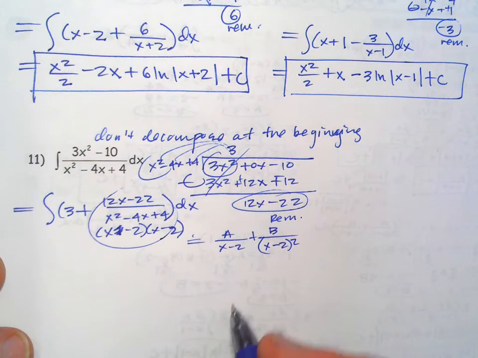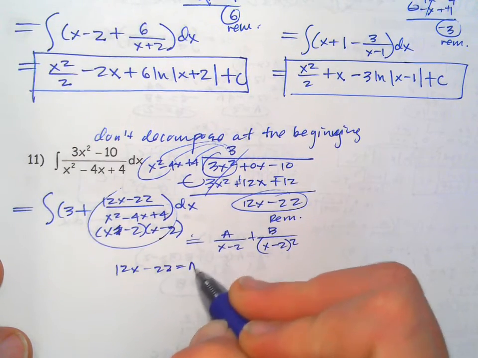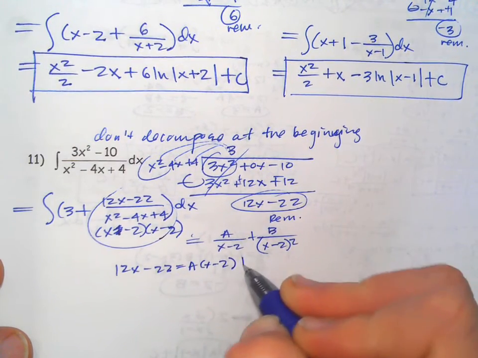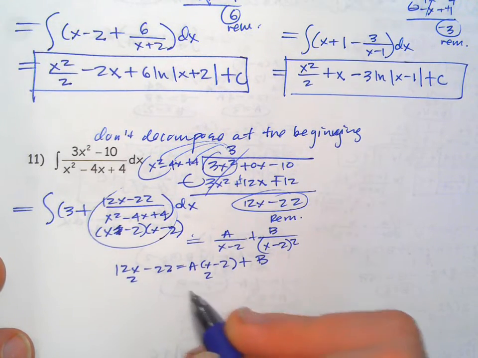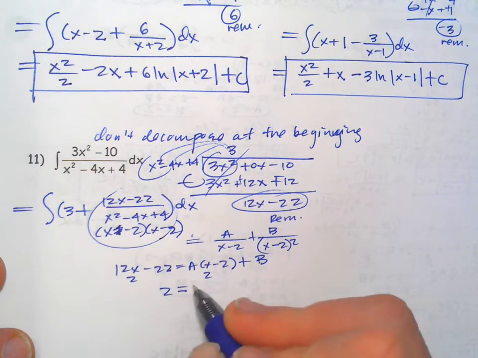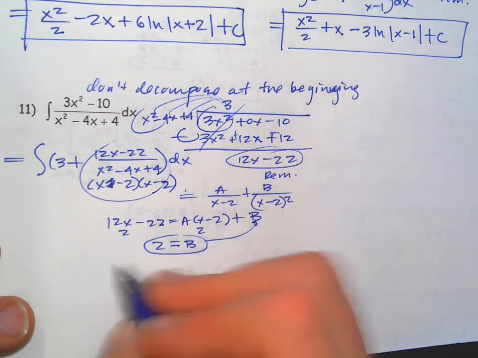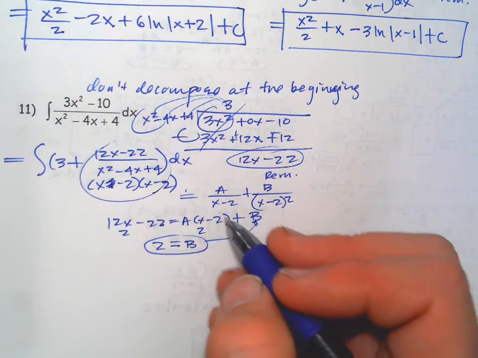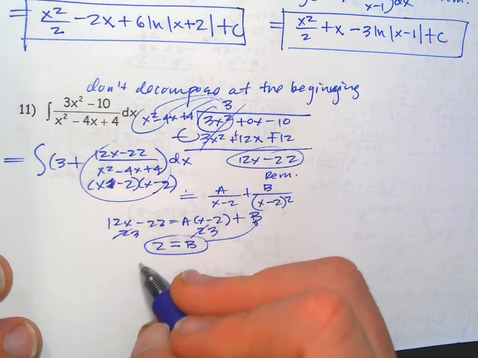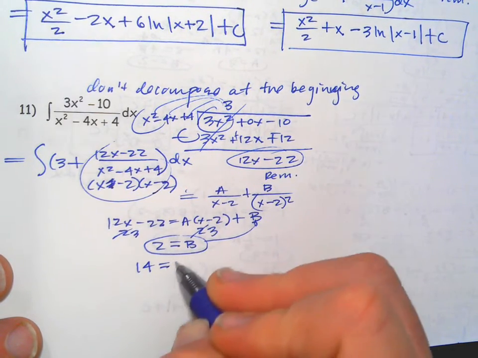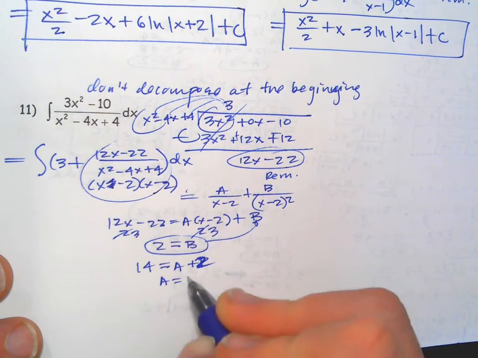So we multiply through by the least common denominator. It's going to give you 12x minus 22 equals a times x minus 2 plus b. You can't get rid of b, but you can get rid of the a. That's what you start with, 24. And this is going to be 2 equals b. But to find a, we have to plug something else in here, like a 3. 36 minus 22 is 14 equals a plus b. So a equals 12.